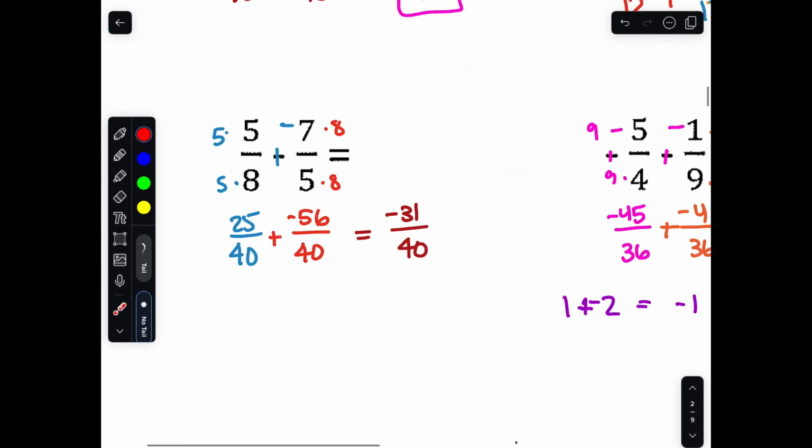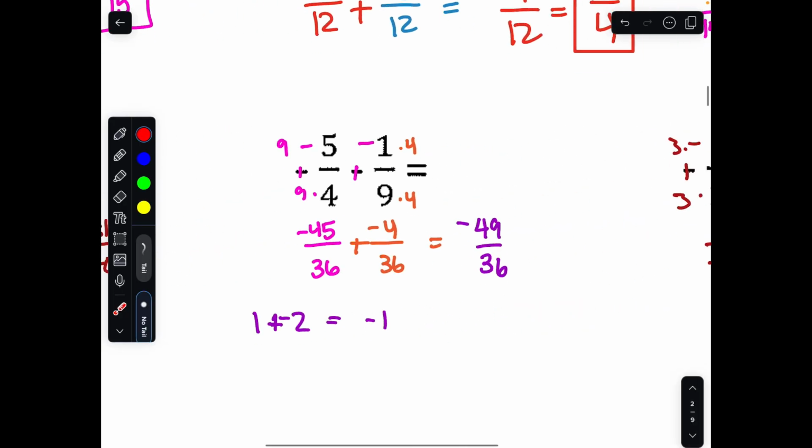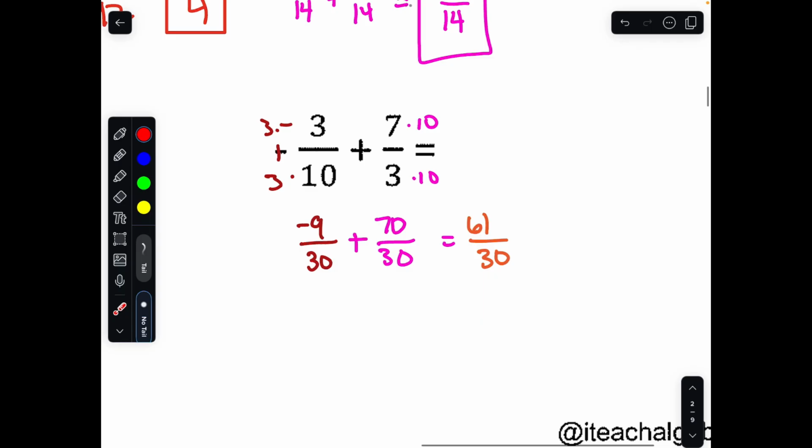All right. Let's look at this one right here. 8 and 5, we try to figure out what they could both become, and it turns out that 40 is the lowest one. So we multiply this side by 5 and this side by 8. We combine our terms, and that is our solution. Same with this one. Same here.